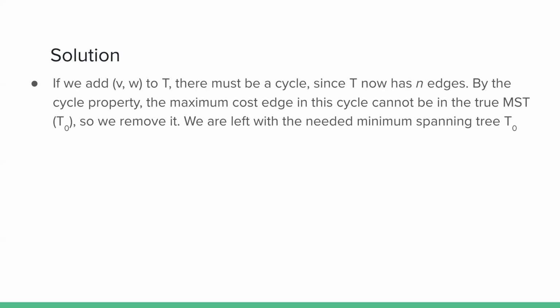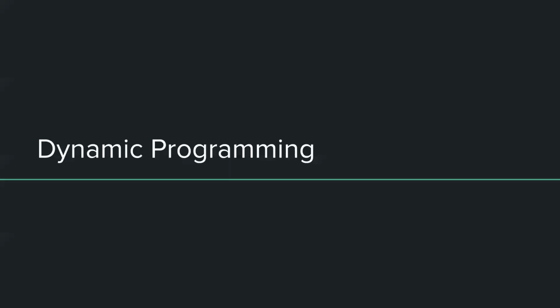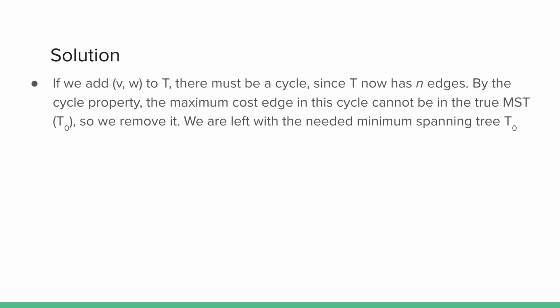So if we add this new edge to T, there must now be a cycle, and we know where that cycle is in the graph because the new edge we added induced it. So then we just trace that cycle, find the maximum cost edge, and remove it, right? And that gives us a correct minimum spanning tree in O of n time. So is everyone kind of clear on that solution? It's simple, but there are some subtleties, yeah?